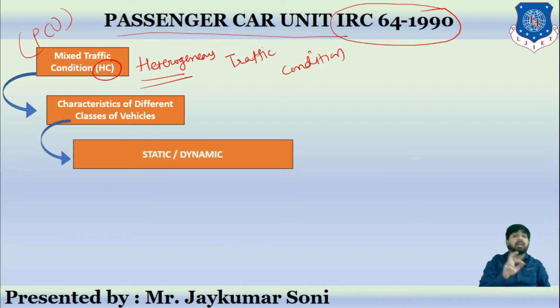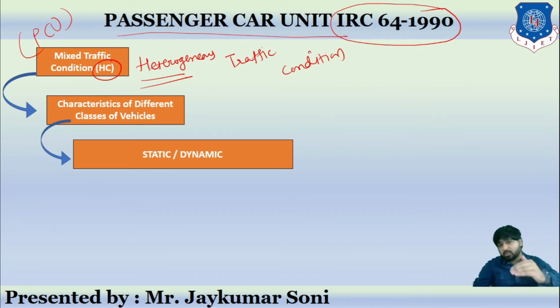These characteristics can be divided into static or dynamic, which we have already covered in the vehicular characteristics. Dynamic stands for speed, acceleration, braking time, braking distance. And if it is static, then it will be the length of the vehicle, width of the vehicle, height of the vehicle. This is about it. So I repeat it once again.